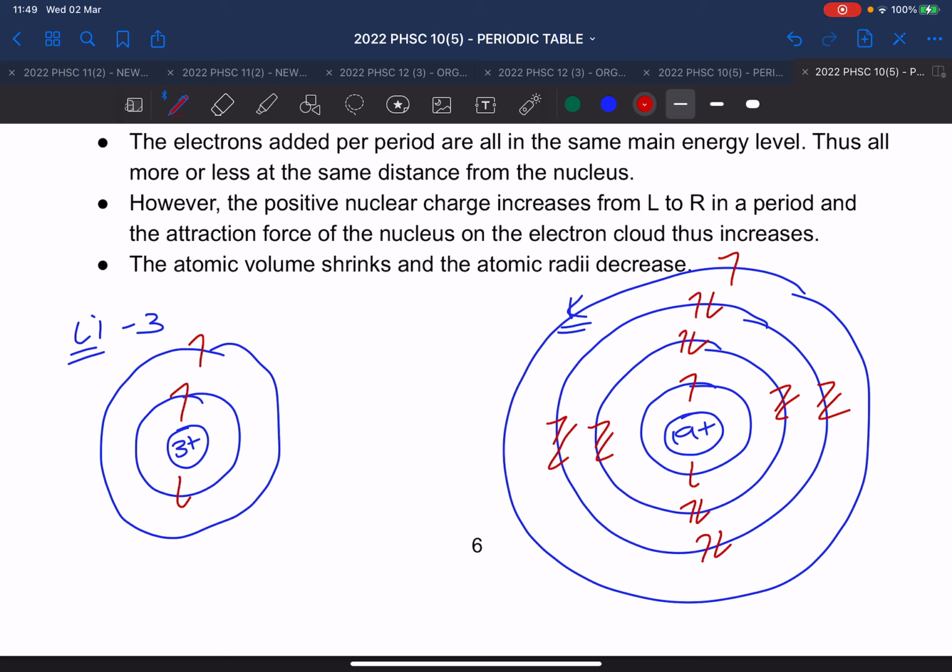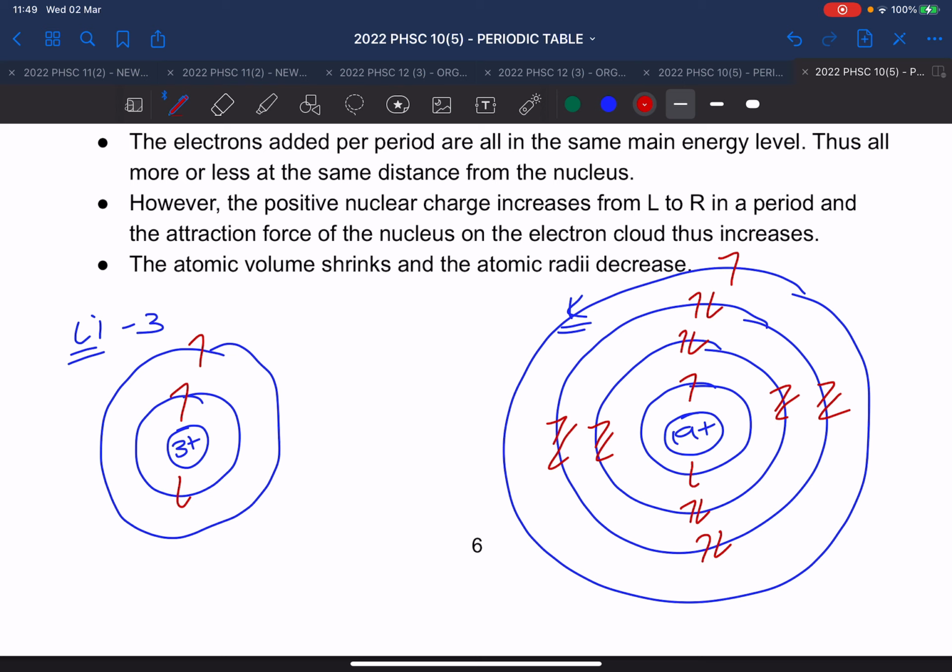Alright, so it is obvious, because you add more orbitals, it gets bigger, okay? But also, I quickly want to explain this. Also, you can see that this nucleus is quite close to the valence electron, so it's attracting it. This one here is far from the valence electrons.